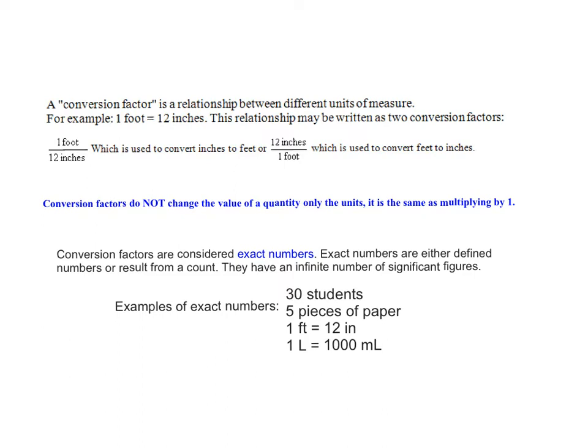I am confident that there are 30.000000 ad infinitum students in my classroom. Going to more useful pieces of information, 1 foot is exactly 12 inches. That is the universally accepted conversion between feet and inches. If I have 1 liter, that is exactly 1,000 milliliters, which is 1,000.000 to infinity milliliters, and 1.000 to infinity liters. So whenever we talk about exact numbers or conversion factors, you basically don't have to bring those in when we're thinking about our multiplying and dividing sig fig rules. You just assume it's infinite, so it's never going to be the least number. You'll see what I'm talking about when we do some of these problems.